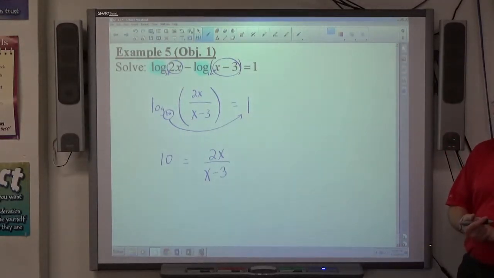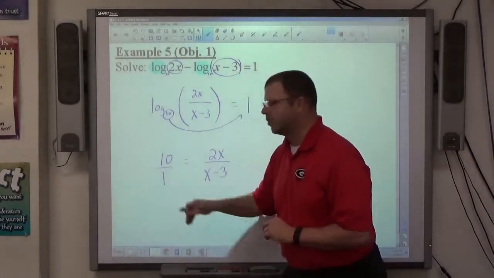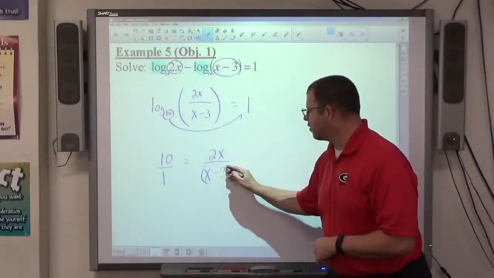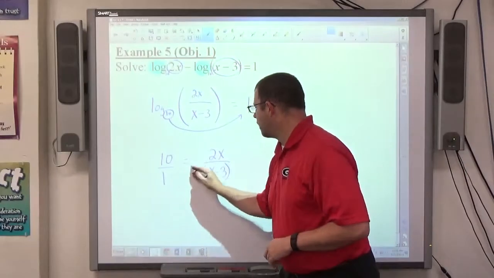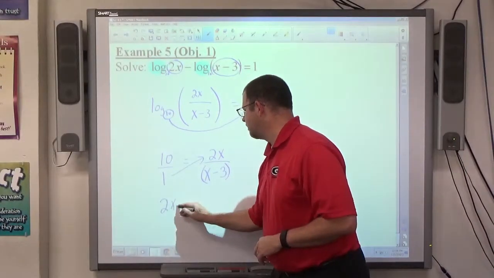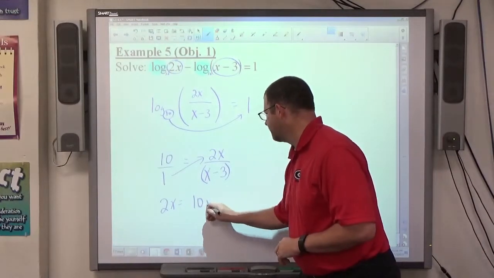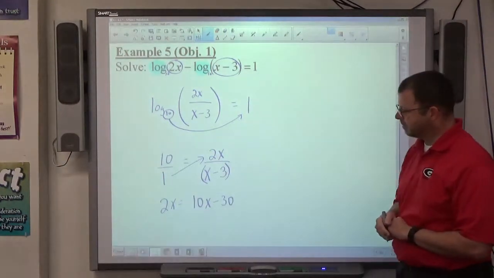And the fact that it's just a single thing equals a fraction makes it probably easier to create a proportion from it. So 10 over 1 equals 2x over x minus 3. Keep in mind x minus 3 is a binomial, so when we cross multiply that has to be accounted for. So 1 times 2x is 2x on the left. 10 times x minus 3 is going to be 10x minus 30. So again, 10 times x and 10 times negative 3.